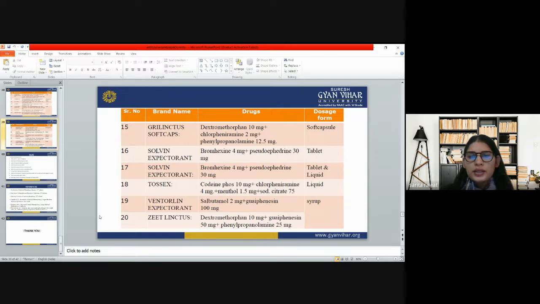So these are our expectorant and antitussive combinations. You can see that some of them are easily available as OTC drugs, but some are only available with the prescription of a physician.